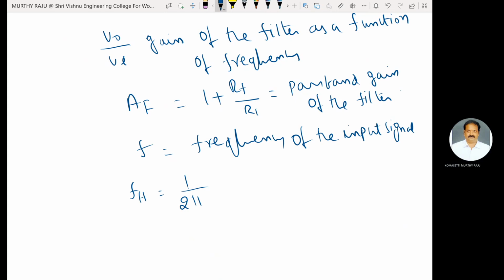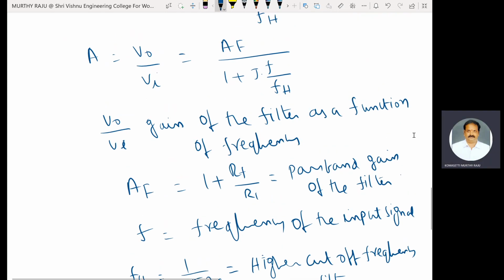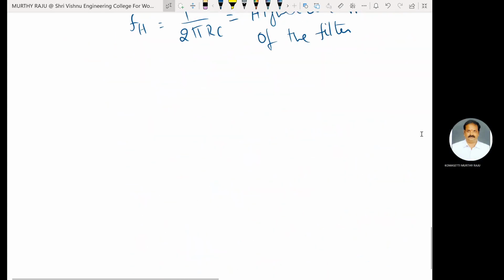1 by 2 pi RC is equal to the higher cutoff frequency of the filter. Like this. The next one is the frequency response.